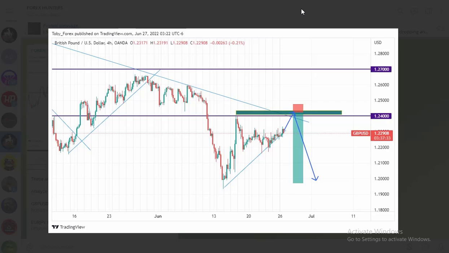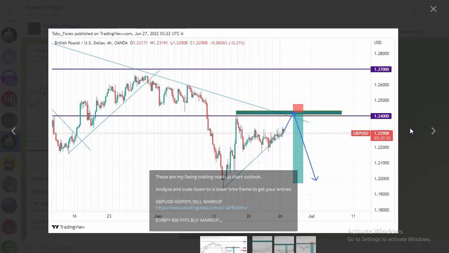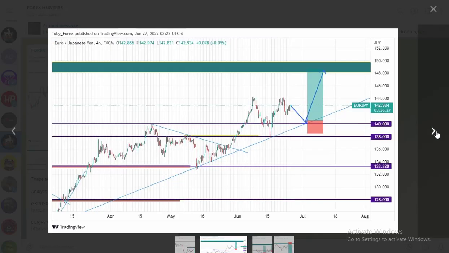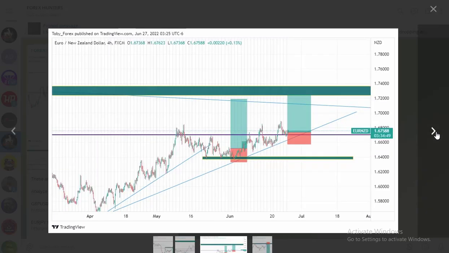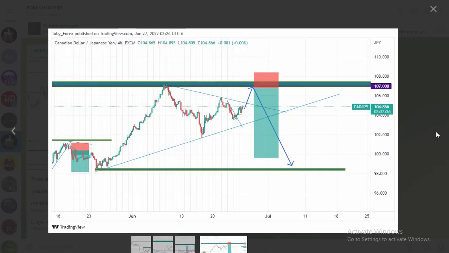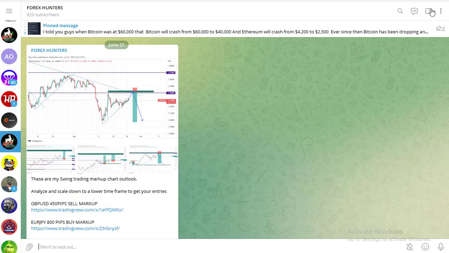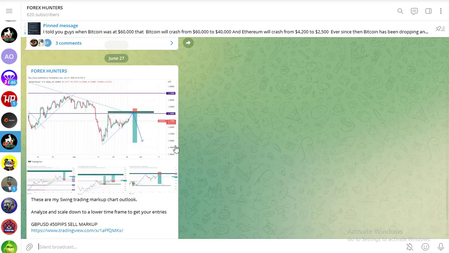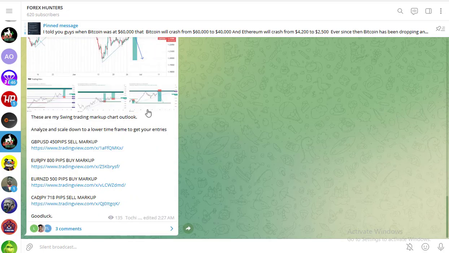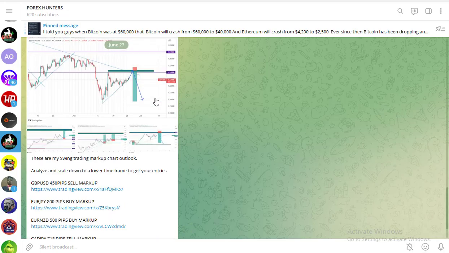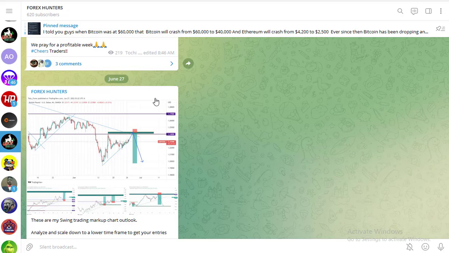So as you can see, this GBPUSD, this EURJPY, this EURNZD, and this CADJPY. This is what I posted on my Telegram community in the morning, and I want to break it down for you all so that you actually understand the strategy behind this markup that I posted here.